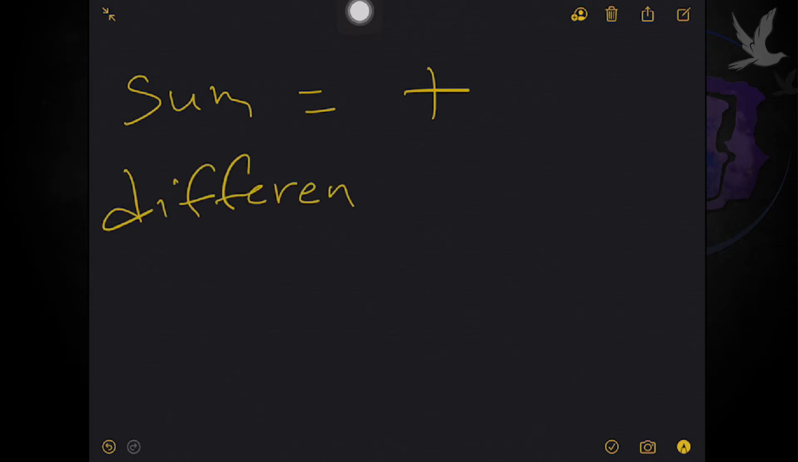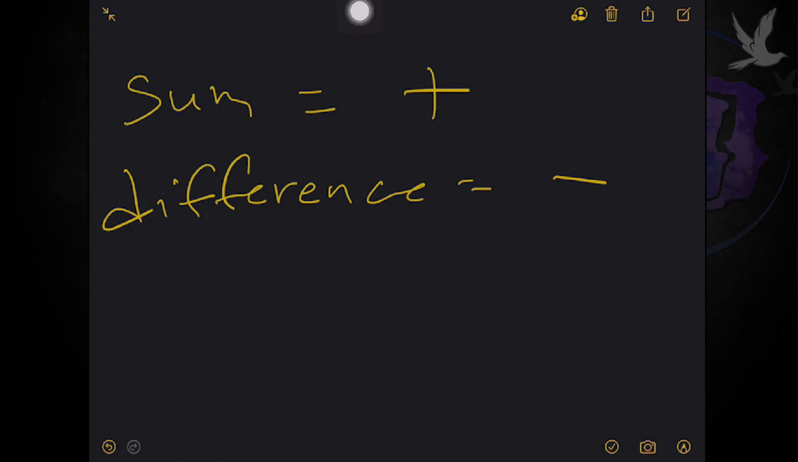Okay, so you're going to estimate the sum. What do you mean by sum? Sum refers to the answer when we add, and the difference refers to the answer when we subtract. Okay?